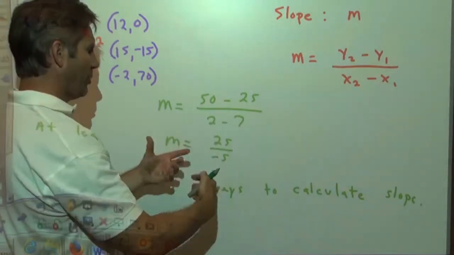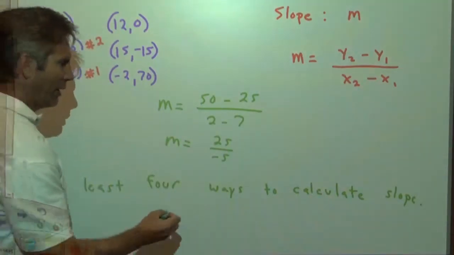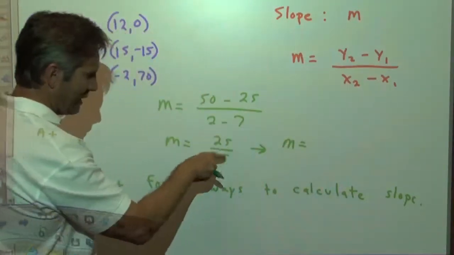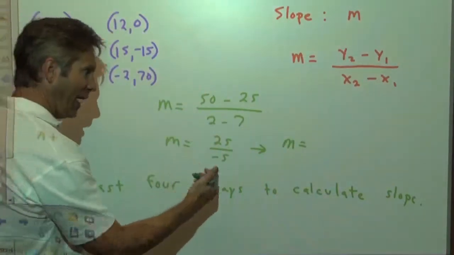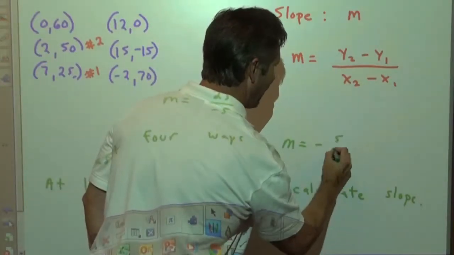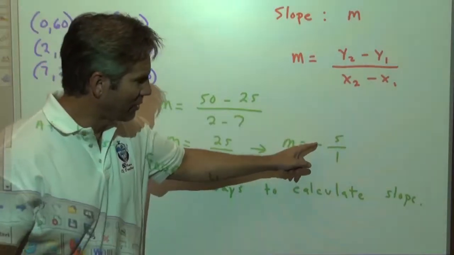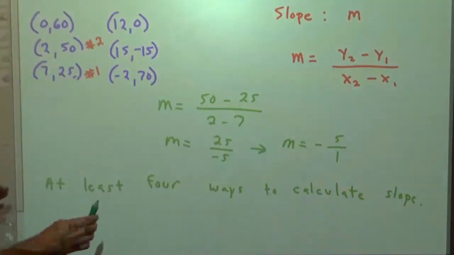But we usually like to put the negative in the numerator. So in the end, this would also simplify. If we divide top and bottom by 5, we're going to get negative 5 over 1. We usually put the negative in the numerator. So once again, we're saying that on average, we're losing 5 Snickers bars per day.